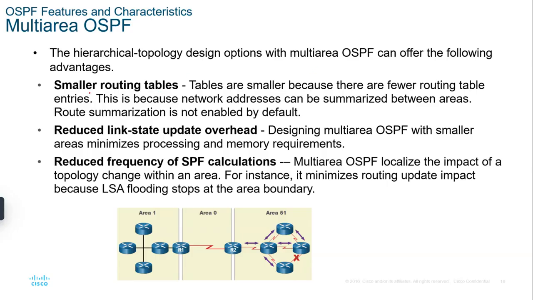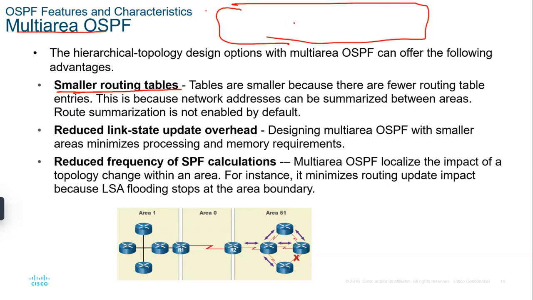Small routing tables. When it comes to multi-area, it helps in creating small routing tables, because of course you'll have groups. Instead of having one group, area 0, if you have areas 1 and 2, you will have a reduced routing table. The routers in area 0 will just form their routing table, and that reduces it further. It also reduces the link state update overhead.